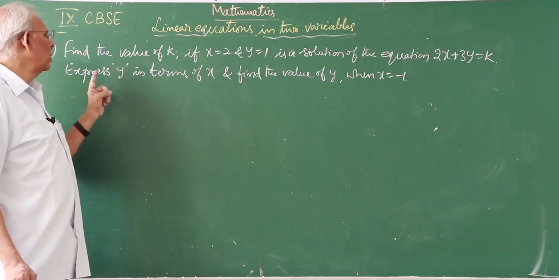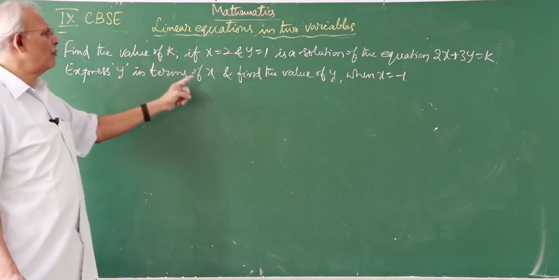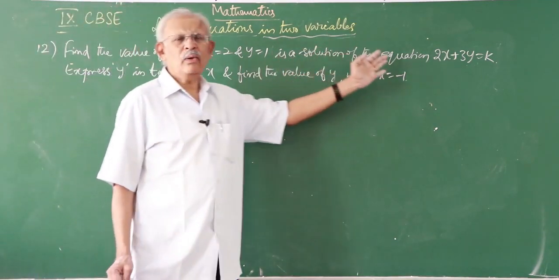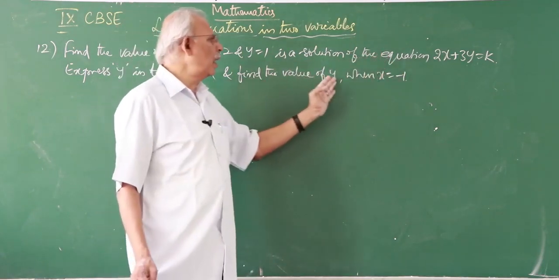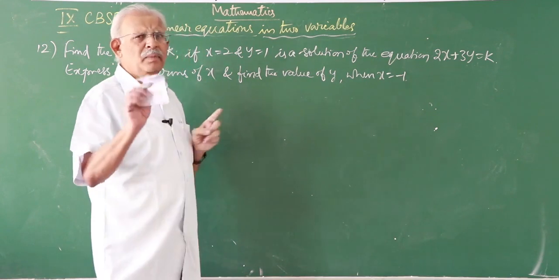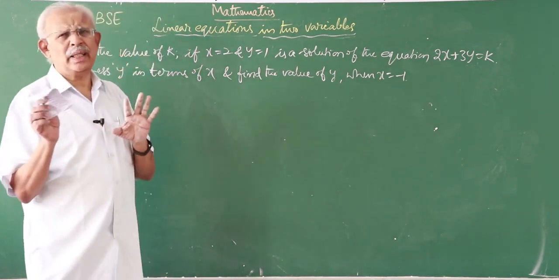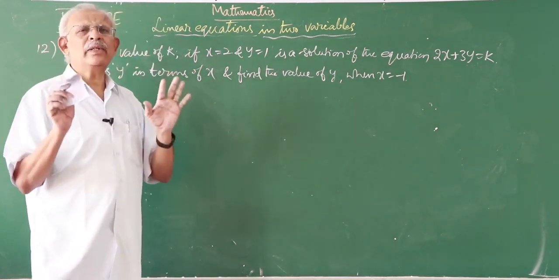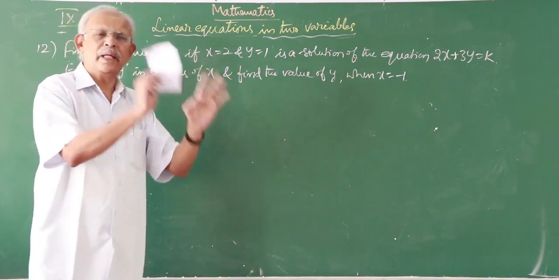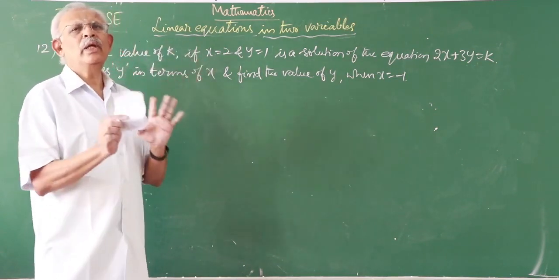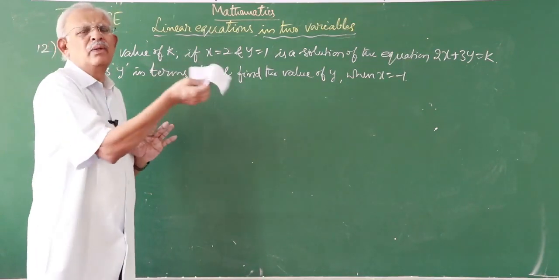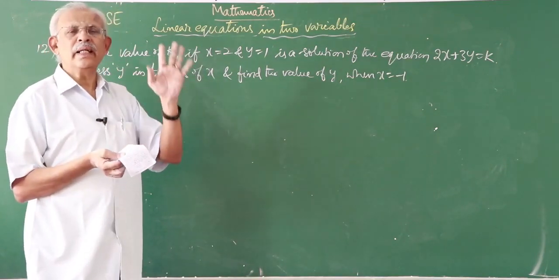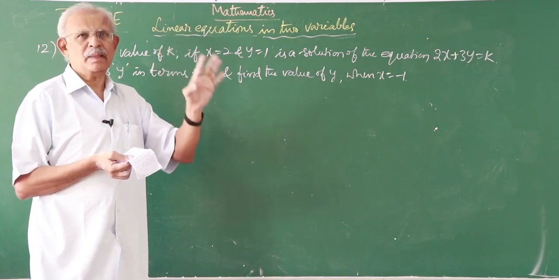In the next part, you express y in terms of x. So y equals mx plus c form, that I have told you, and find the value of y. Y equals mx plus c form means you are going to express y in terms of the remaining quantities. Y will be on the left hand side only. All other things will be shifted to the right hand side. That is y equals mx plus c form.